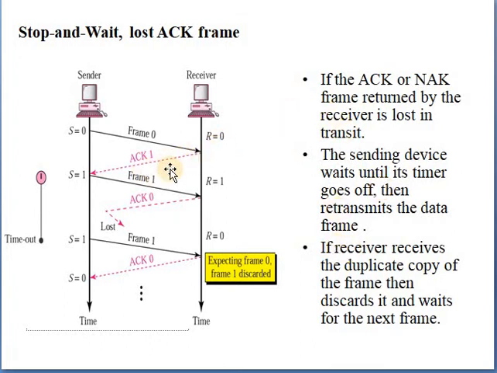Here, the receiver sends an acknowledgement, but the acknowledgement is lost during the data transmission. At that time, the sender waits for an acknowledgement until its timer goes off, then it retransmits that data. Here at the receiver side, if the receiver receives the duplicate copy of the frame, then it discards it and waits for the next frame. Meaning except frame 0, frame 1 is discarded. Okay, meaning a duplicate copy of one frame is received by the receiver. This is the lost acknowledgement frame.